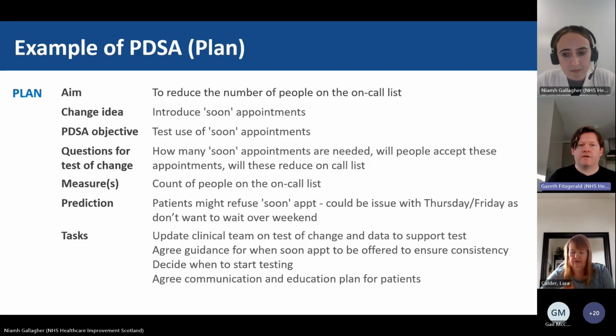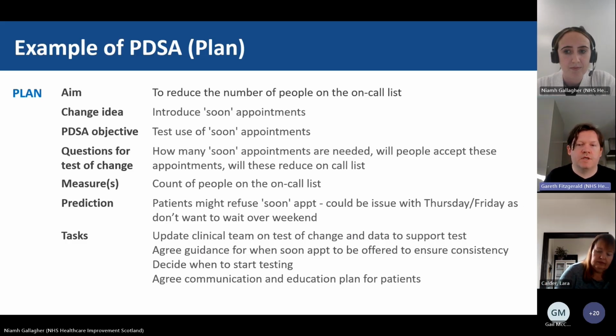So I'll go ahead. The good thing is this is being recorded, so people will be able to access it afterwards. So the aim here was that patients who didn't have an urgent need were added to the on-call list because the wait for routine appointments was too long, and the GPs didn't actually have any dedicated time for managing this on-call list. So the change idea that was planned was to introduce what they called soon appointments, which was appointments bookable 48 hours in advance if it was felt that the specific issue warranted this.